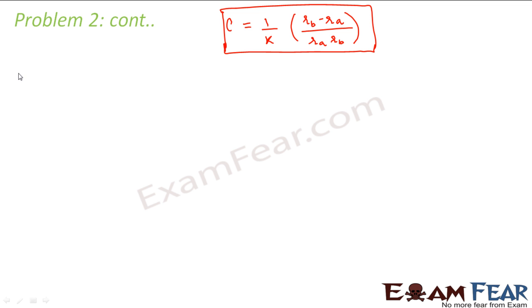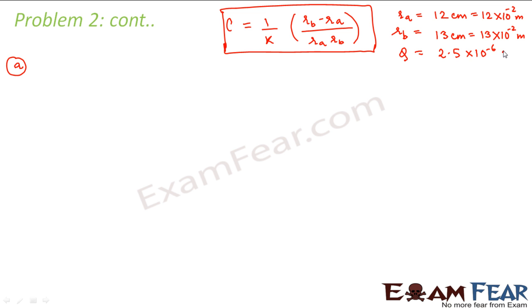Now let us look at the question. So the first part of the question asks us to calculate the capacitance of this capacitor. So for capacitance we can directly put values in this formula. Now what are the values given in the problem? Radius of the smaller sphere is given as 12 centimeter, that is 12 into 10 to the power minus 2 meters. Radius of the larger sphere is given as 13 centimeters, that is equal to 13 into 10 to the power minus 2 meters. Charge on the smaller sphere, that is Q, is given as 2.5 into 10 to the power minus 6 coulombs. What is this K?